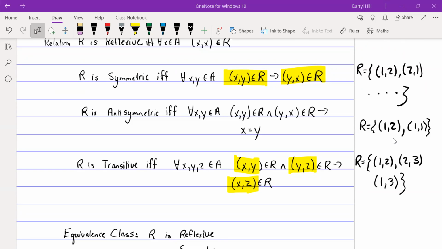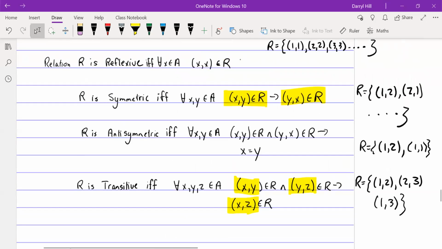Have a regular OR operator in the transitive one. I have a logical and there. Oh, anti-symmetry. I'm not sure. Where's my logical OR? So I have an and.